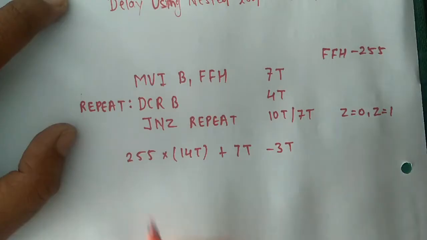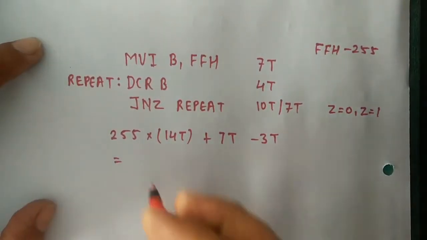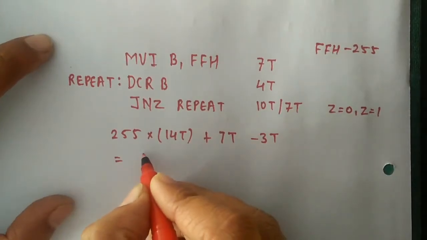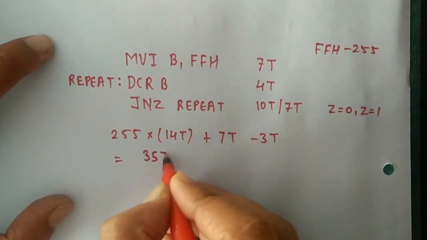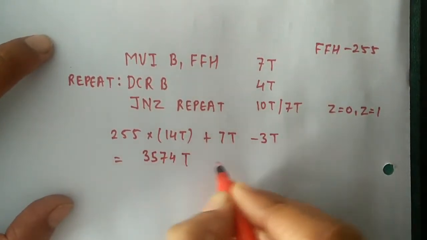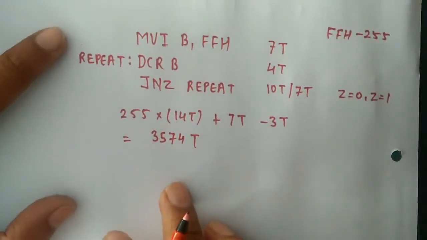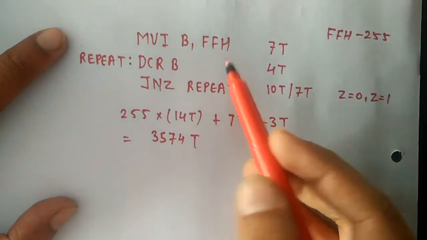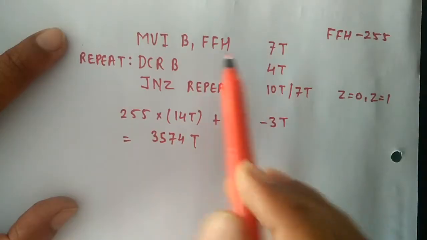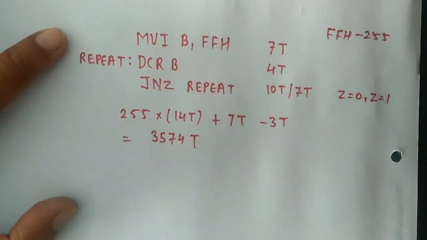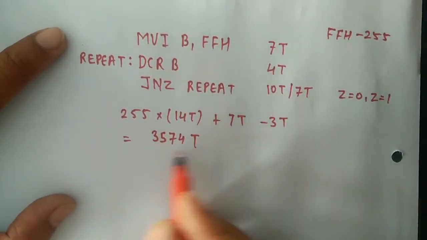So from here we will get 3574 T states. That means the total delay we have generated by using these three instructions and putting the value FFH in register B is 3574 T states.